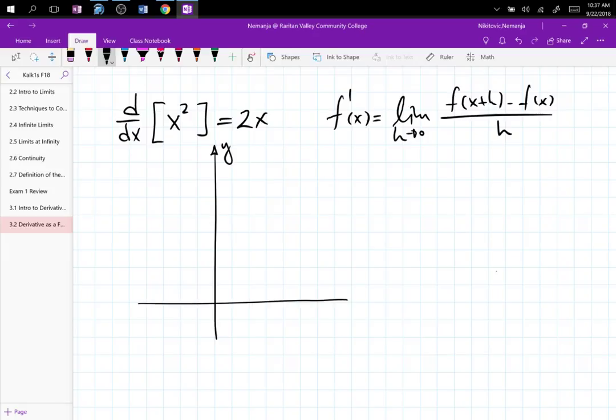I will use black for f of x and red for f prime. So our f of x is going to be x squared, with points 2 and 4, and 3 and 9. So this is my x squared.